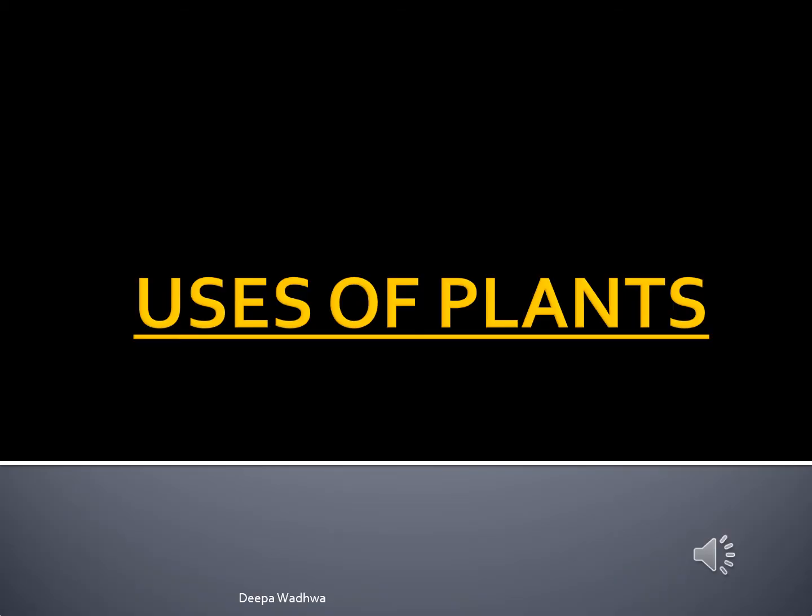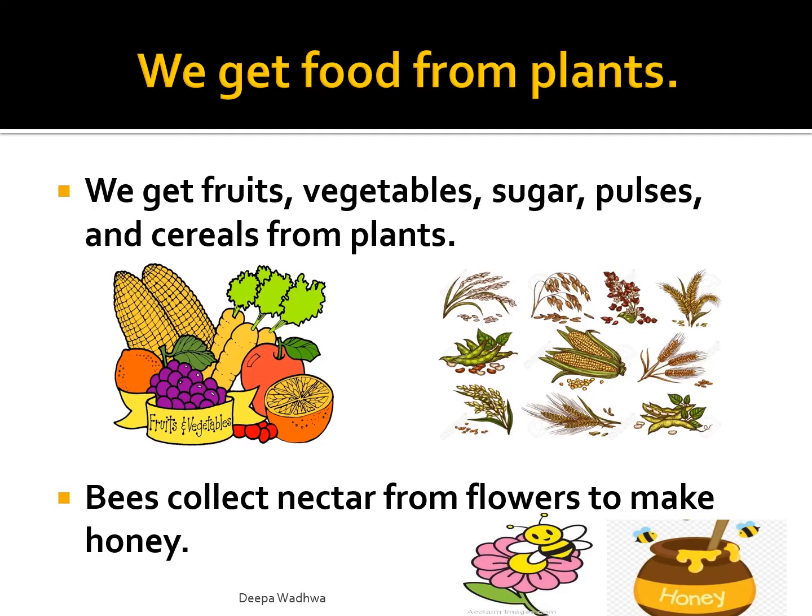There are many uses of plants. Let us study some of the uses of plants. We get food from plants. We get fruits, vegetables, sugar, pulses, grains, etc. from plants. Bees collect nectar from flowers to make honey.